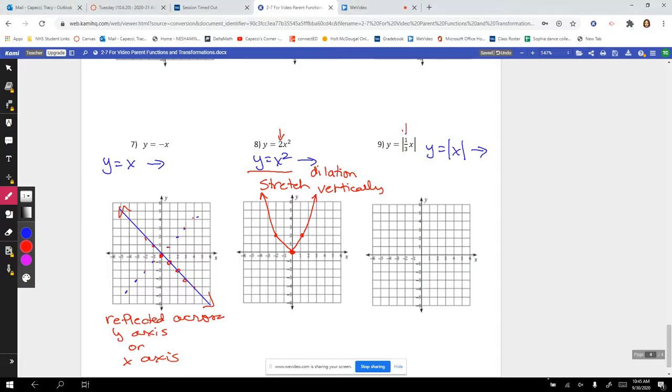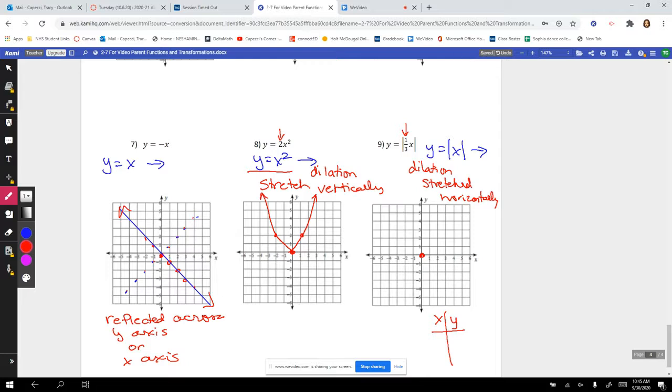Now this, again, has 1/3 inside. We haven't seen a fraction yet. So what happens inside is that's going to be a dilation, but it's going to be stretched horizontally. So I have 0, 0. And like I said, I think really just making an XY table is probably just as easy.